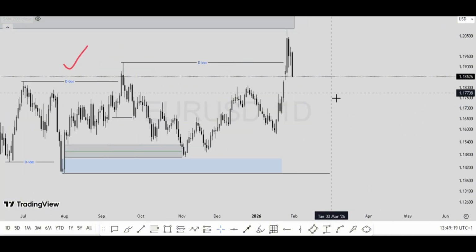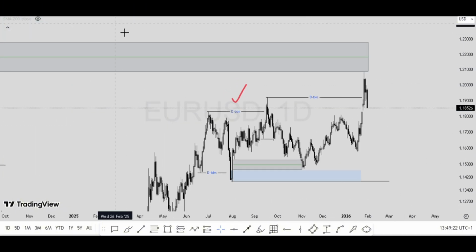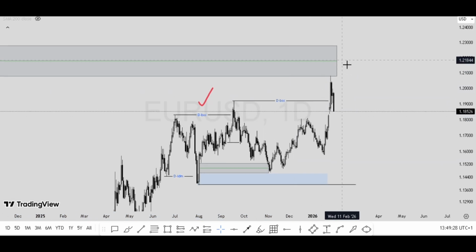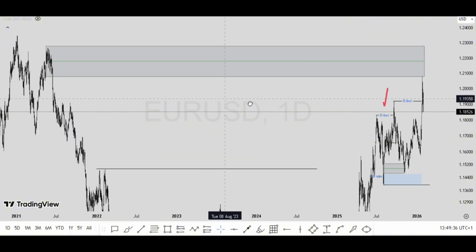So currently you can see this is exactly what we are having here. On the monthly time frame, the market has actually mitigated the monthly POI. But you can see that this POI is still big, so the market can still push up to mitigate it completely. So we have to just pay attention.